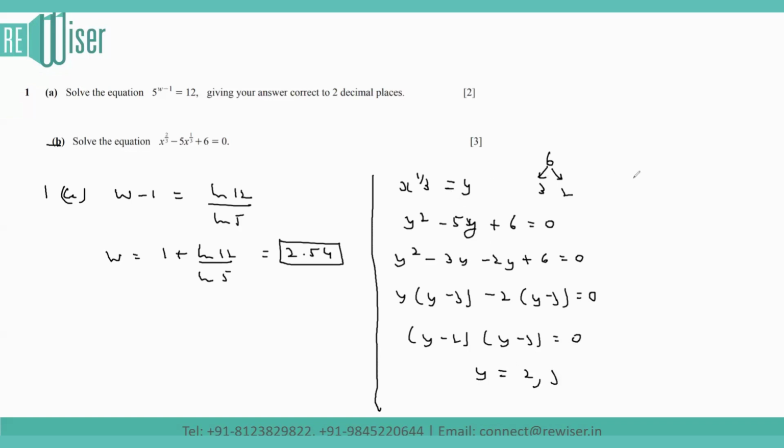We know that y is nothing but x to the power 1 by 3, and if that equals 2, cubing both sides, the value of x that we got is 8. And similarly, we can write x to the power 1 by 3 equals 3. So cubing both sides, the value of x that we got is 27. So these two are the valid answers for the equation.